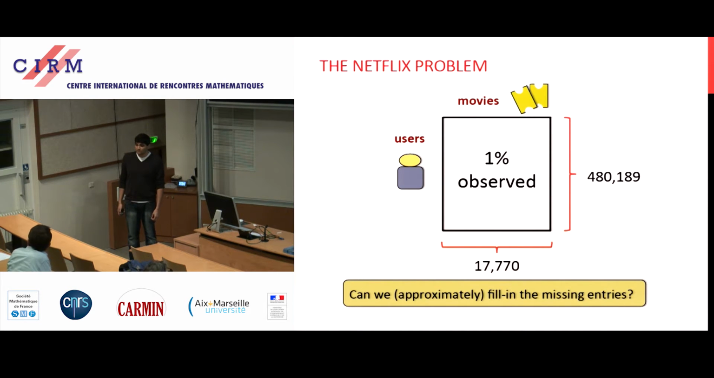Oh, sorry, I didn't understand. So the 1% is how many? Because you're saying things that didn't rate are things that we had not observed.